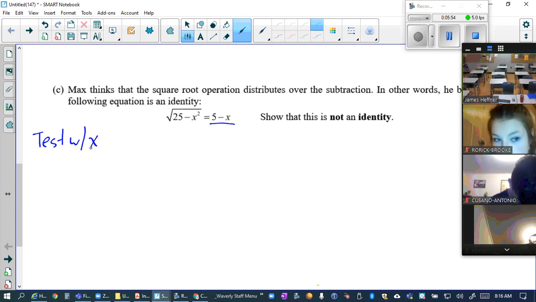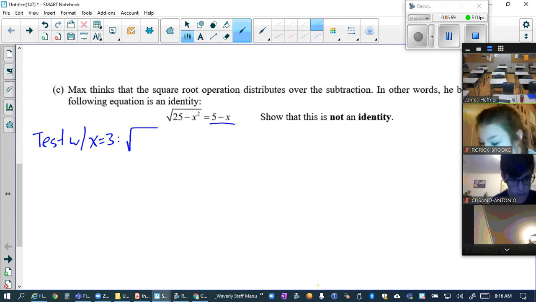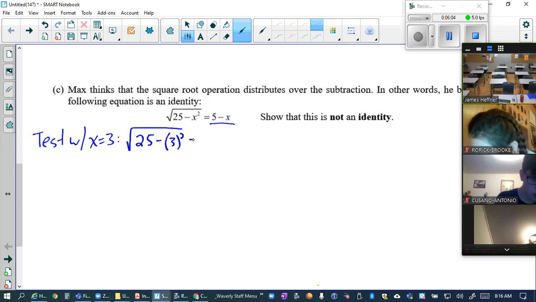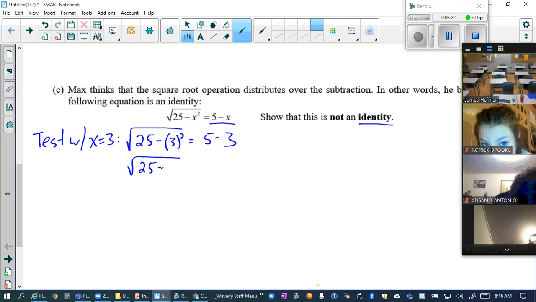So maybe we'll test it with, I don't know, x equals 3. All right, so we'll plug a 3 in there just to see what happens. Square root of 25 minus 3 squared, right? Let's see if that actually equals 5 minus 3, okay? So we're checking to see if, when we get done, we should get the same number equals the same number, right? If our hypothesis is correct. So that's the square root of 25 minus 9. We'll find out. Square root of 16, does that equal 2?